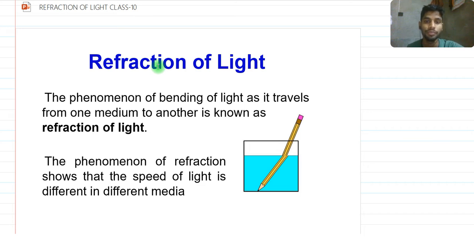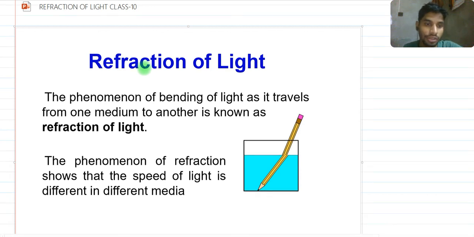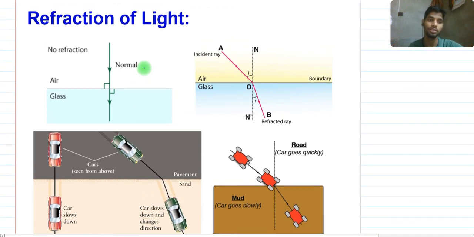Due to those properties, if we dip a pencil into the water, you see the pencil looks like it's bent. So this phenomenon is called refraction of light. We will study about the refraction of light and its properties, and we will apply its properties to our daily life. Let's move into some properties of light.